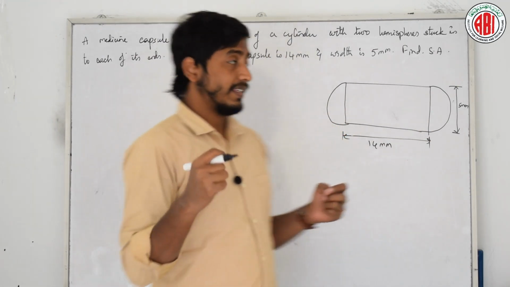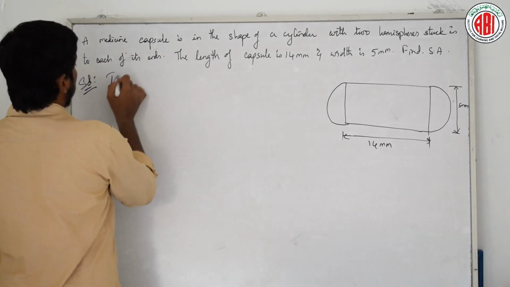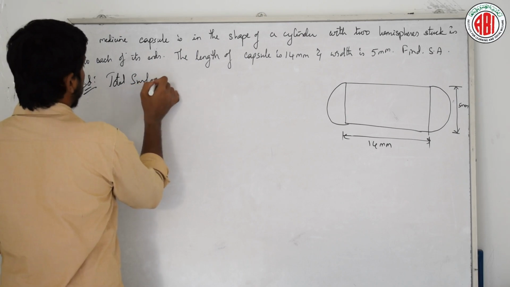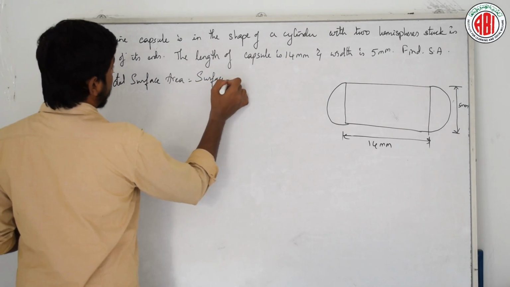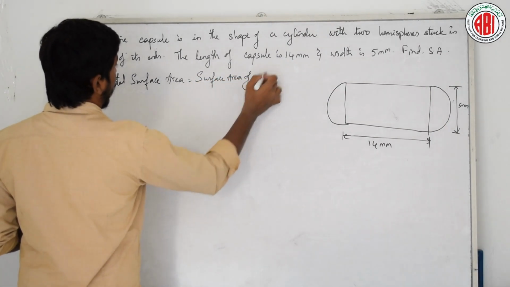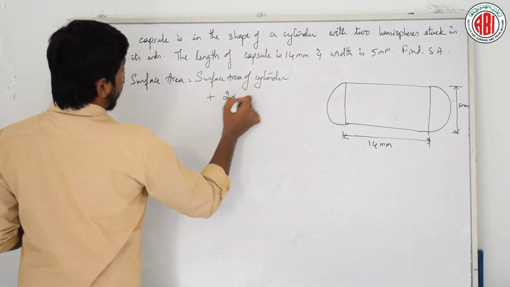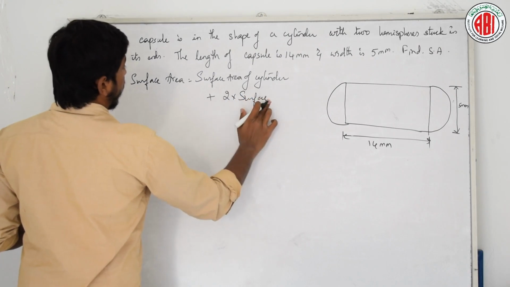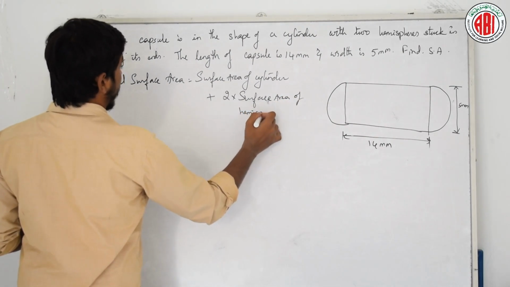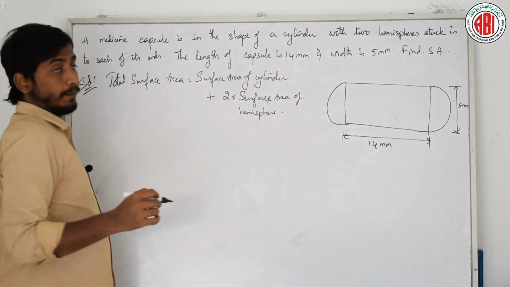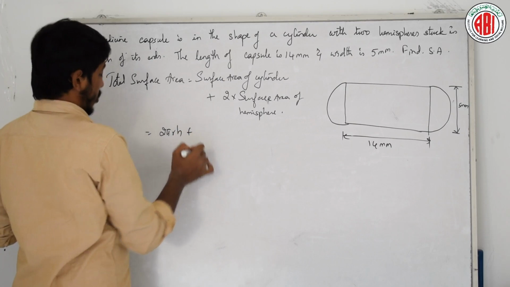Okay, shall we find it? See here, total surface area is equal to surface area of cylinder plus 2 times the surface area of hemisphere, isn't it? Now tell me, what is the surface area of a cylinder? 2 pi r h.